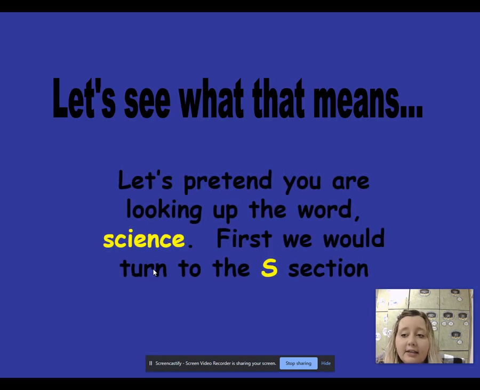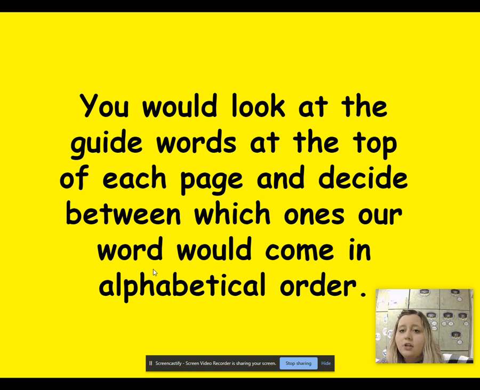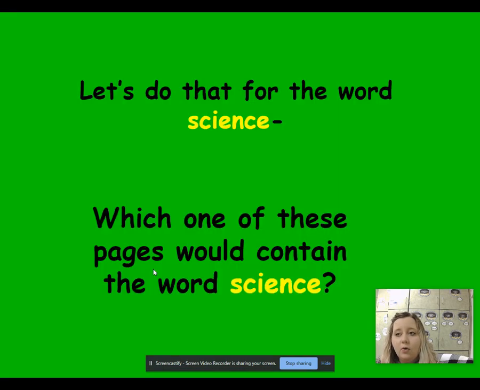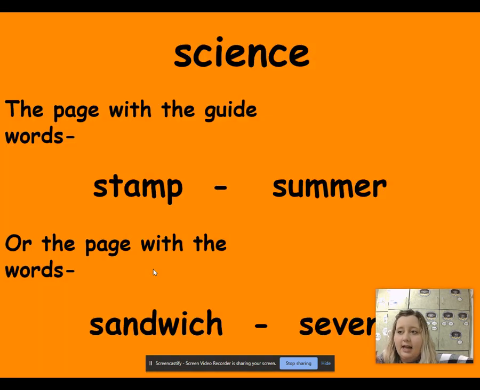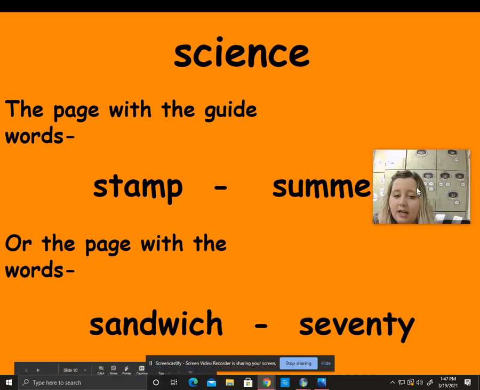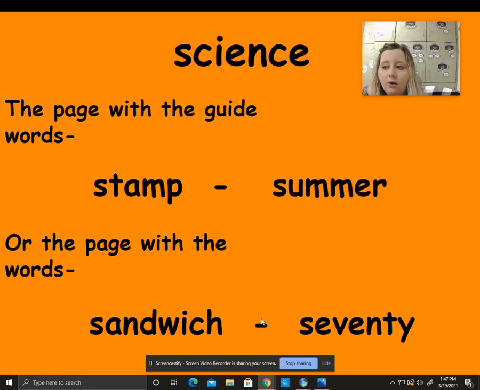Let's pretend you're looking at the word science. First, we would turn to the S section. So we would go towards the back of the book and find S. You would look at the guide words at the top of each page and decide between which ones the word would come in alphabetical order. So let's look at that for the word science. What page would science be found on? Would it be found on stamp and summer or sandwich and 70? Well, how do you do that, Miss Lowe? How do I figure that out?